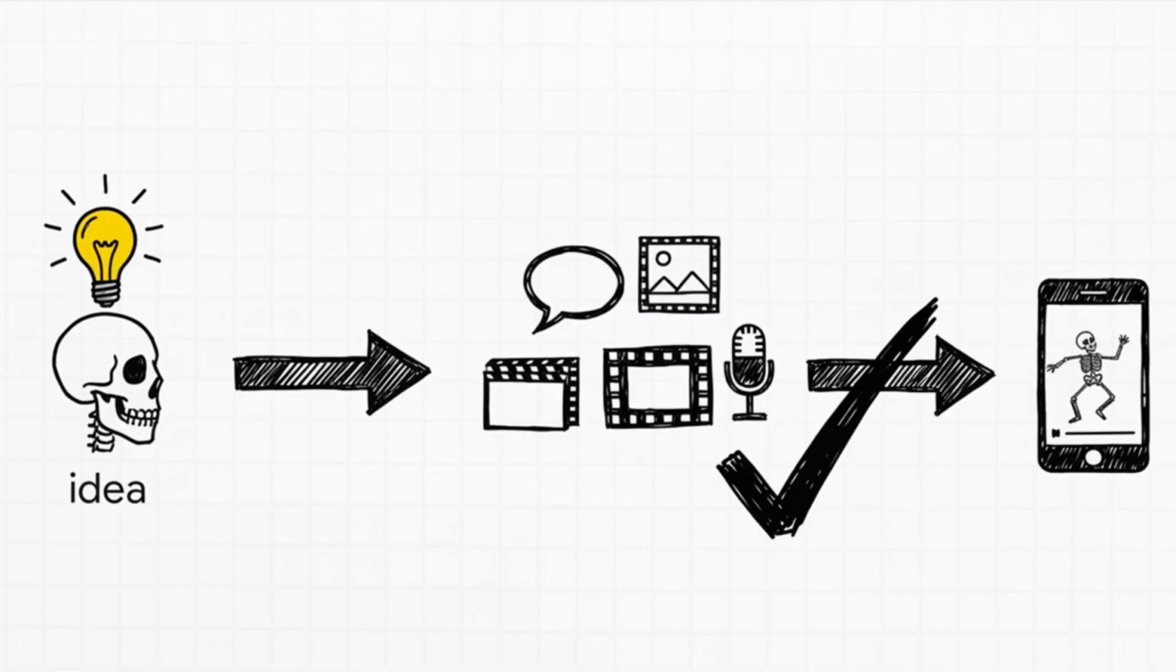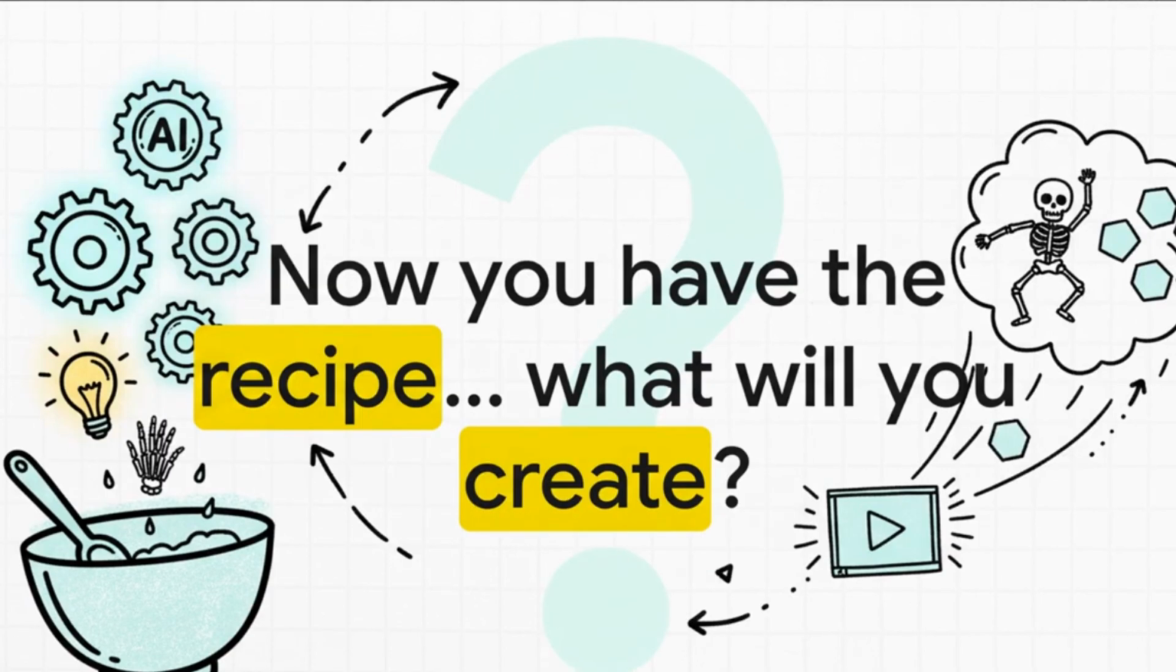That's it. That's the entire process. We started with just a simple idea typed into ChatGPT, and now we have a fully animated short with a custom voiceover. You've now seen every tool, every step, and every little trick you need to create this exact style of content. So there you have it, the complete recipe for making viral AI videos. And it doesn't cost you a single dime to get started. You have the blueprint. So the only question left is, what are you going to create?